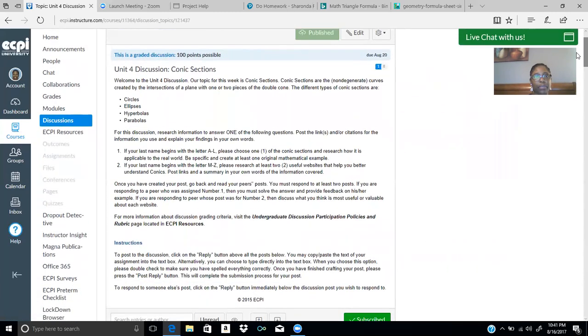All right, so for the discussion, it depends on your last name. Okay, if your last name begins with A through L, you choose one of the conic sections and research how it is applicable to the real world. Be as specific as possible. Put this in your own words, and create at least one original math example. So you can pull it from the site to find an example, but put it in your own words.